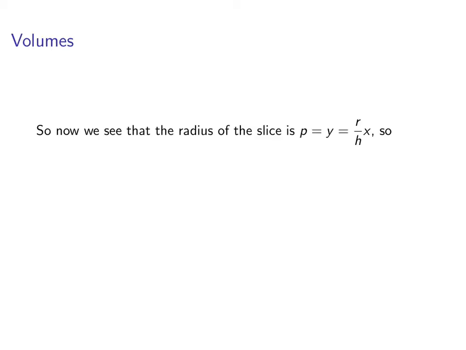So from all that, we can write down a formula for what delta v is. Delta v is pi times (r over h times x) quantity squared times delta x. Remember, delta x is the thickness. And then if we work all this out, we get pi r squared over h squared times x squared delta x. This is an approximate volume of a slice of this thing.